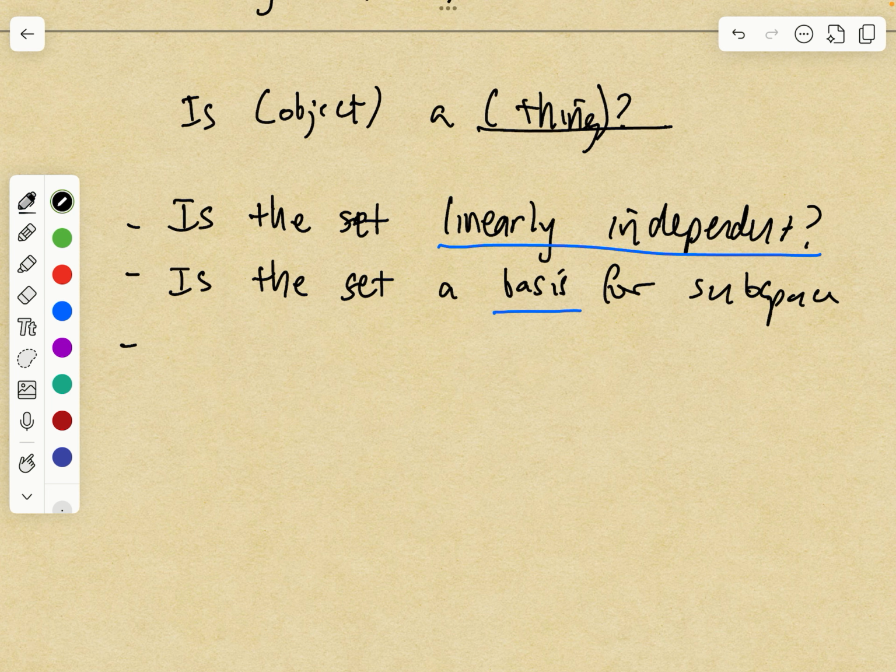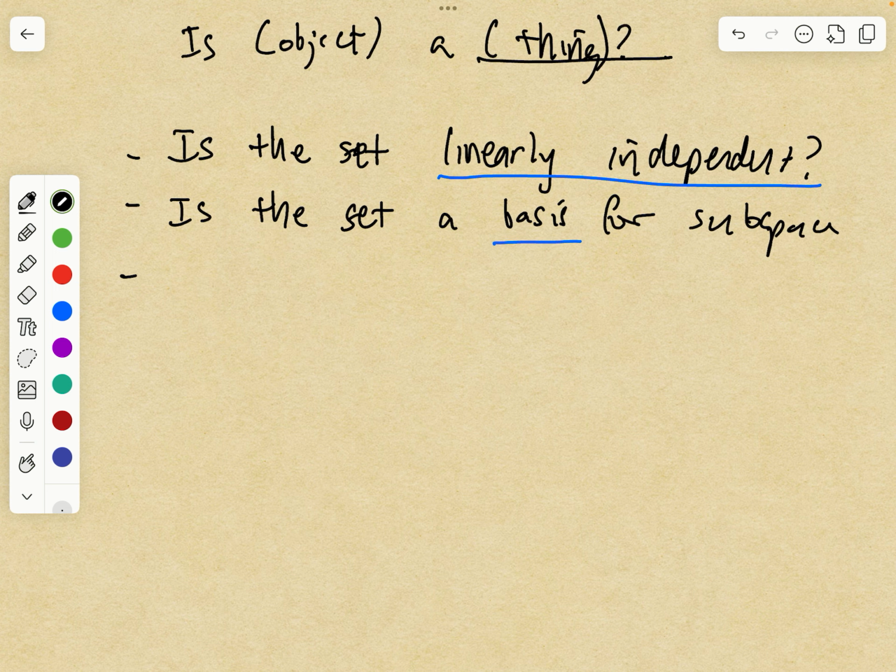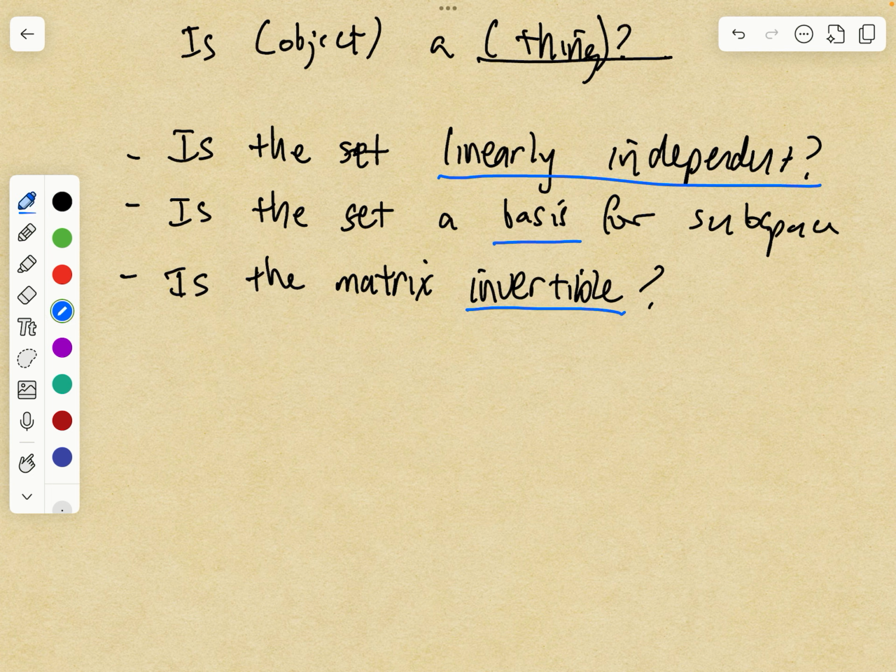If the question is, is the matrix invertible? We have to know what it means for a matrix to be invertible. What qualifies a matrix to be invertible, right? What distinguishes a matrix that's invertible from a matrix that's not invertible? So those are the questions that you would need to ask yourself when you have these kinds of questions.